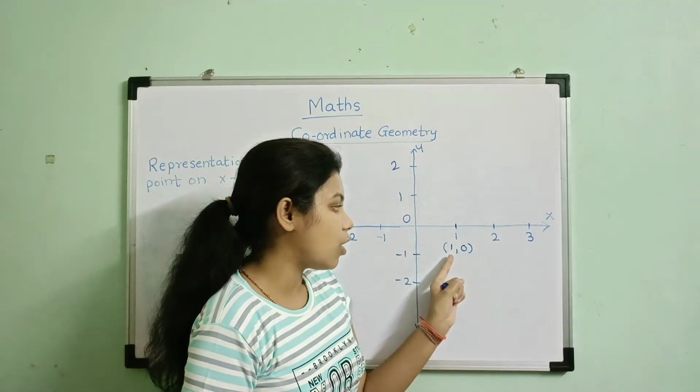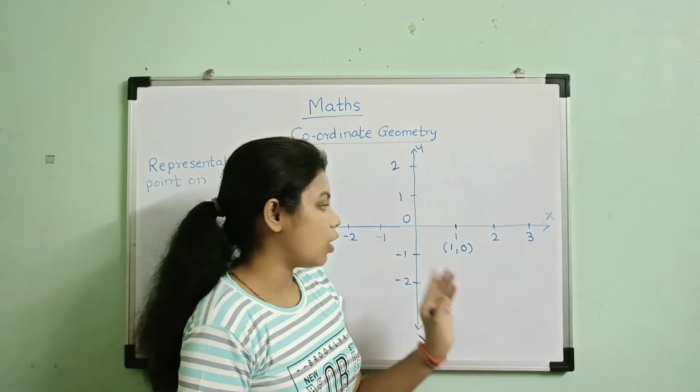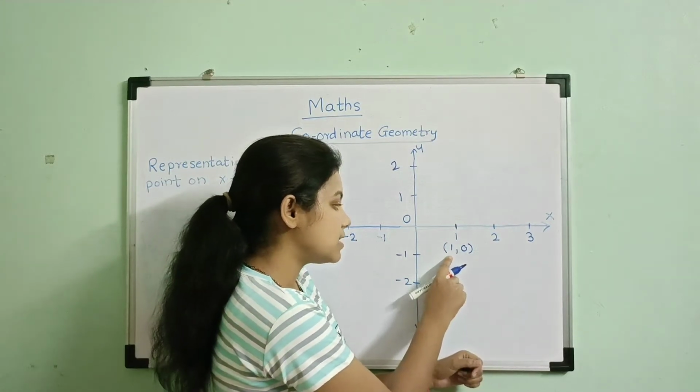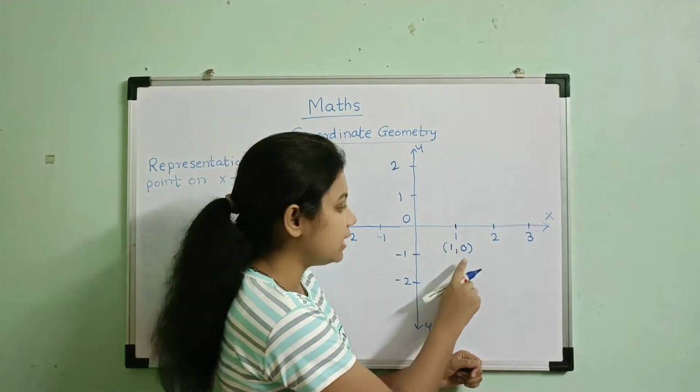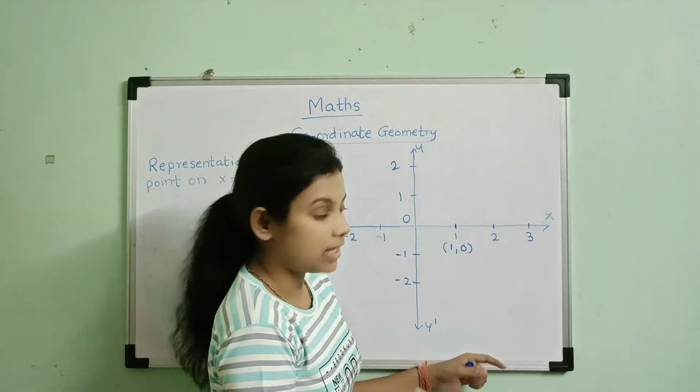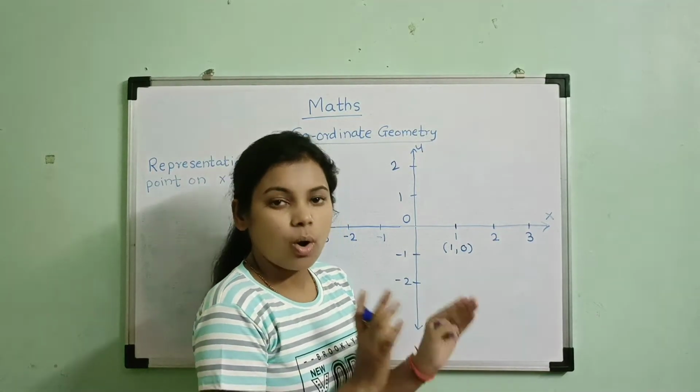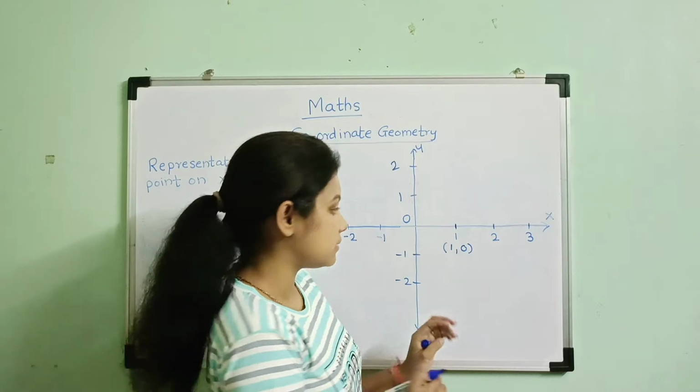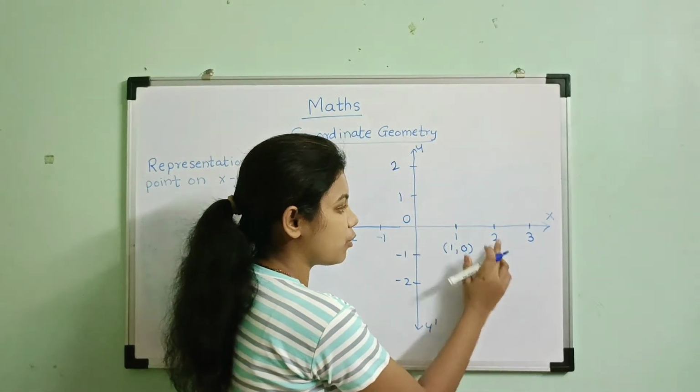So what will be the coordinates? 1, 0. And all of you are aware that the first coordinate is called the x coordinate and the second coordinate is called the y coordinate, and this is the ordered pair. Order is very important in this. Now, how to represent this point?